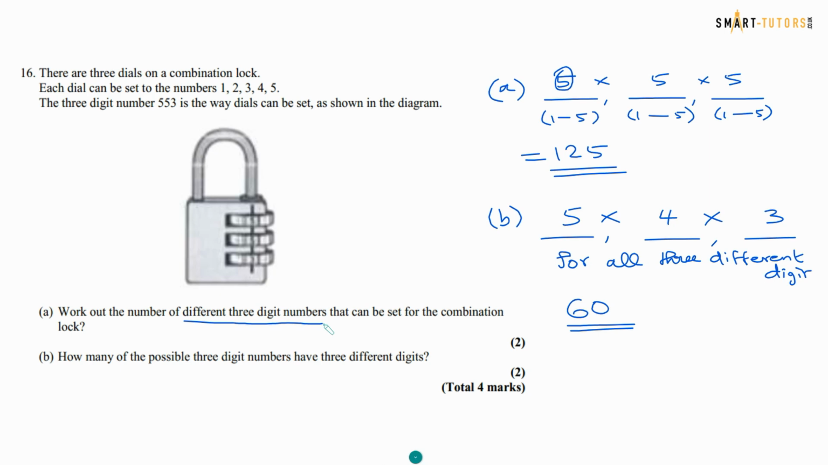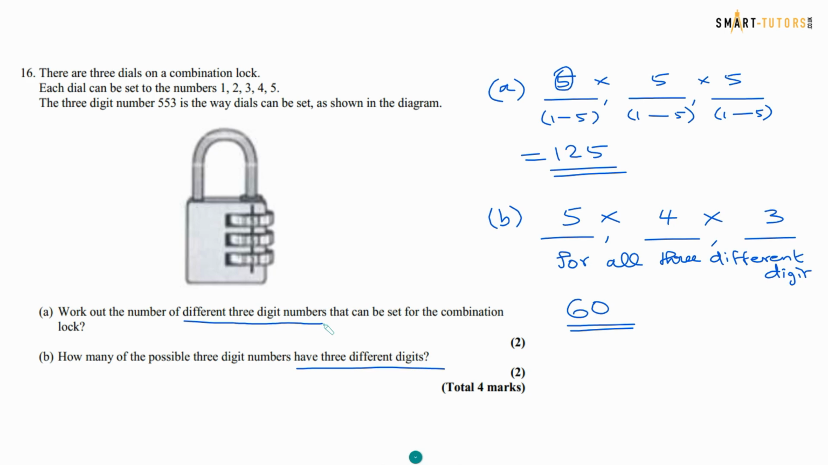Second one, how many possible 3-digit numbers have 3 different digits? So 3 different digits means the first one doesn't have any conditions. The first one can have 5 combinations: 1, 2, 3, 4, 5. For the second digit, if the first number is let's say 3, the second digit cannot be 3. So there's always 1 less. If the first number has 5 combinations, the second number is going to be 1 less, which is 4.